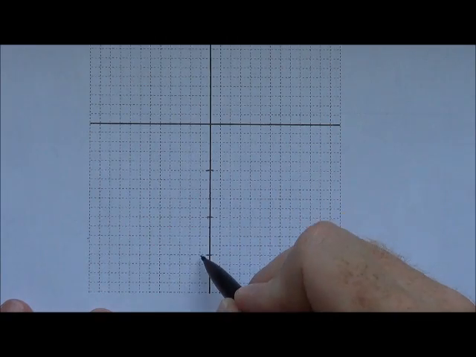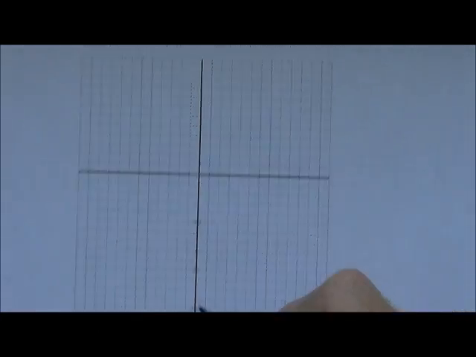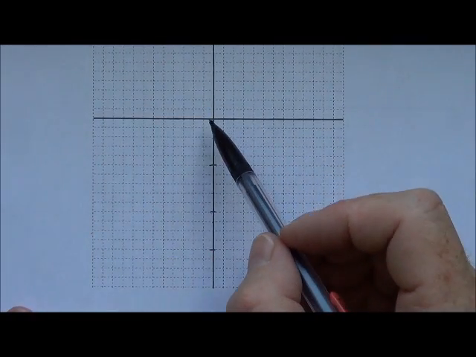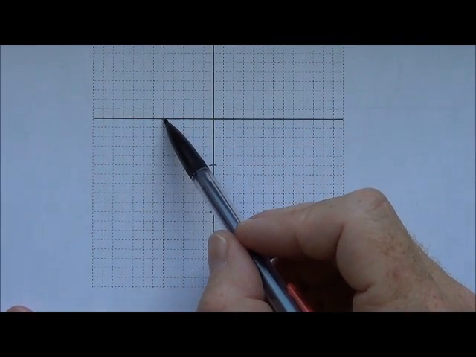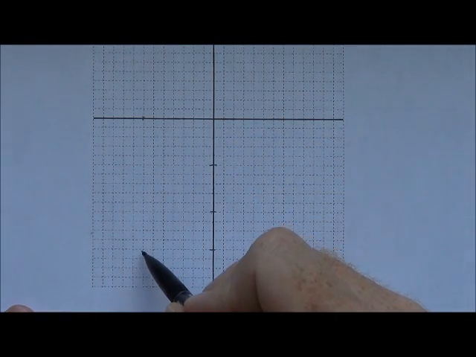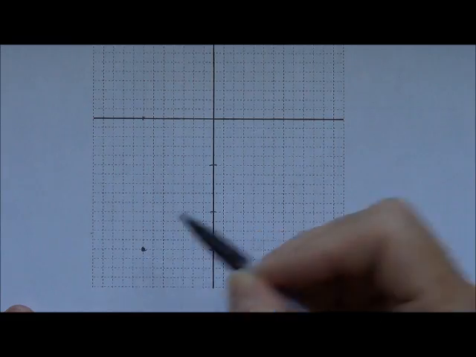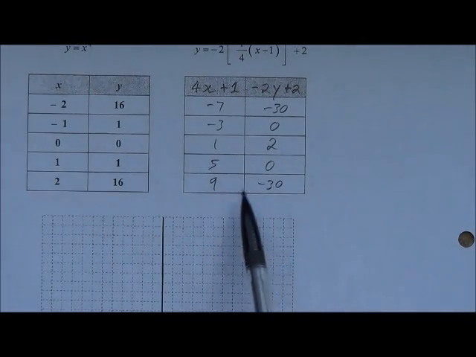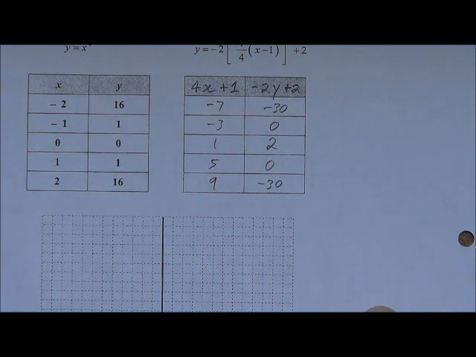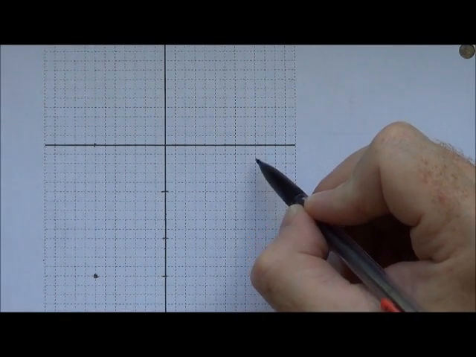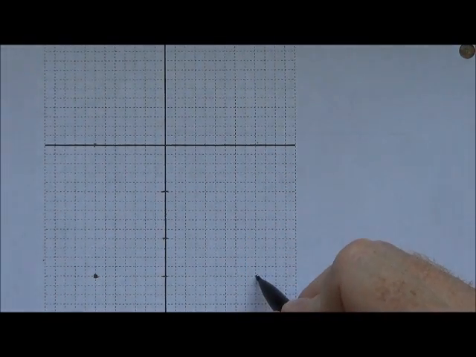Okay, so here we have negative 30, and the first point we have is negative 7, negative 30. So we'll go to negative 7: 2, 4, 6, 7, negative 7, and negative 30. That's the first point here. And we're going to have 9 and negative 30. So there's 9 and negative 30. It's right here.